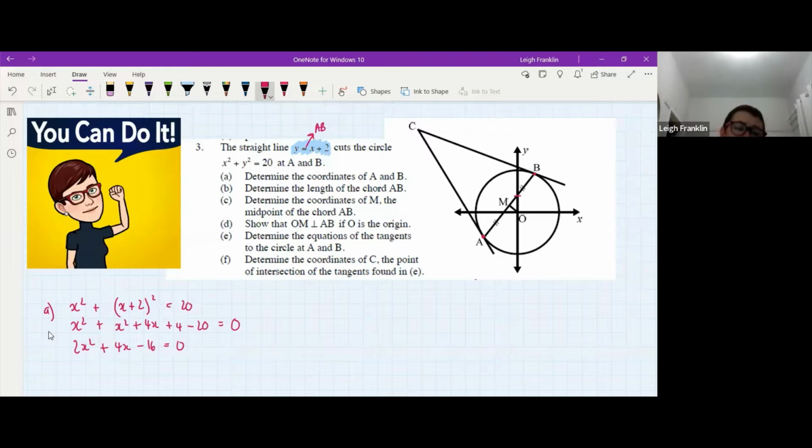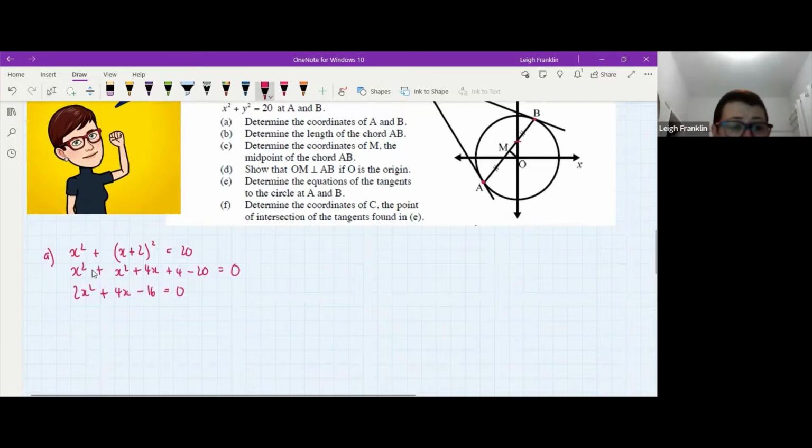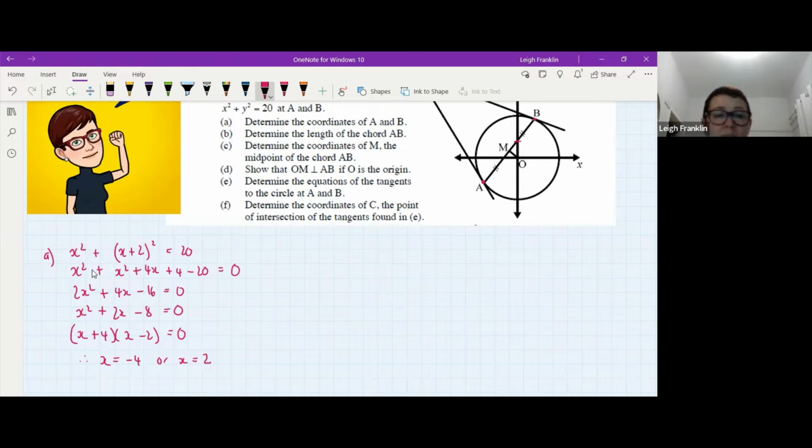All right, and then here, if you wanted to, you could use the quadratic formula. Otherwise, I would divide through by 2 and then go ahead and factorize. So I'm going to do that. So we've got x squared plus 2x minus 8 equals 0. So our factors would be plus 4 and minus 2. And that means we have 2 solutions for x, which we expected. Either x is equal to -4 or x is equal to 2. And this is exactly what we wanted.